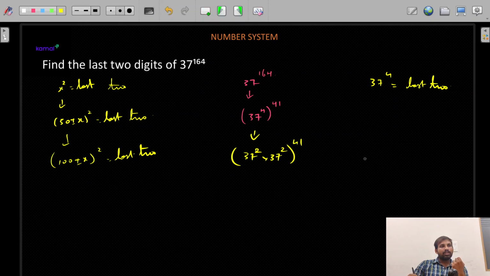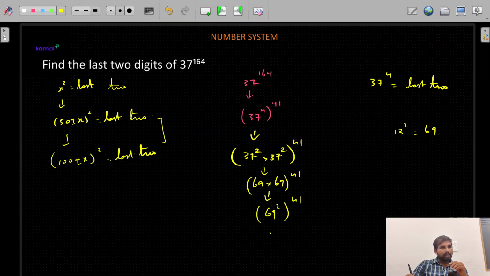So 37 square is equal to 13 square. 13 square ends with 69. It will become 69 into 69, whole power 41. You can see that every step I'm simplifying just by using these two. So 69 square whole power 41. 69 square I can further make smaller by taking it as 19 square. 19 square power 41. So I know the 19 square value. What is the 19 square value?